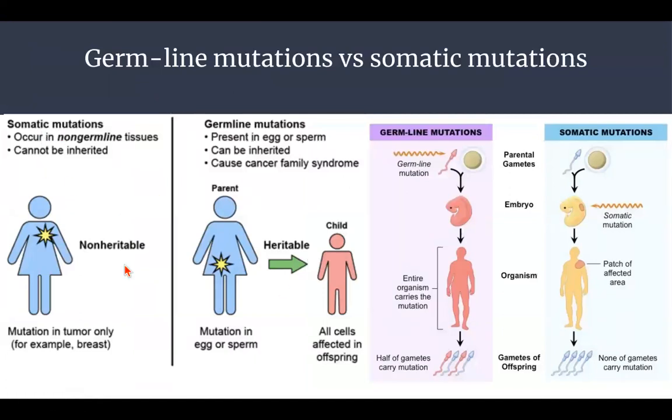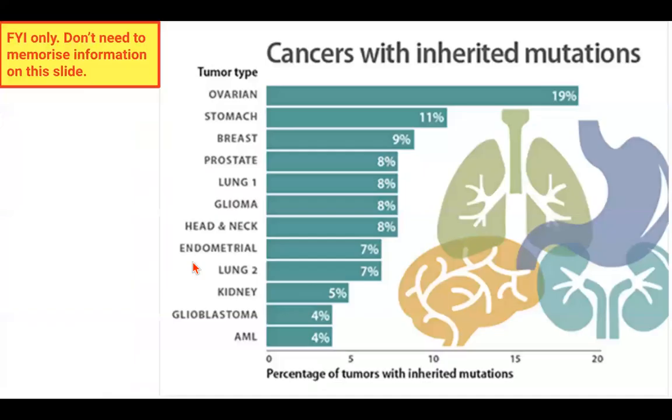So here's just a little summary of that. This is for your information only. You don't have to memorize any of these numbers or names. I just wanted to show you the amount or the percentage of cancer that's being inherited. You can see that ovarian cancer is a type of cancer with the highest inheritance rate. Stomach comes second, and then these are the rest of them. So for ovarian cancer, you can say that a lot of it is actually inherited. 20% is quite a lot.